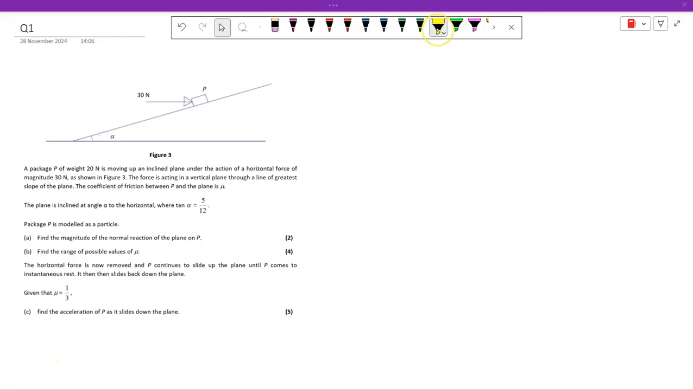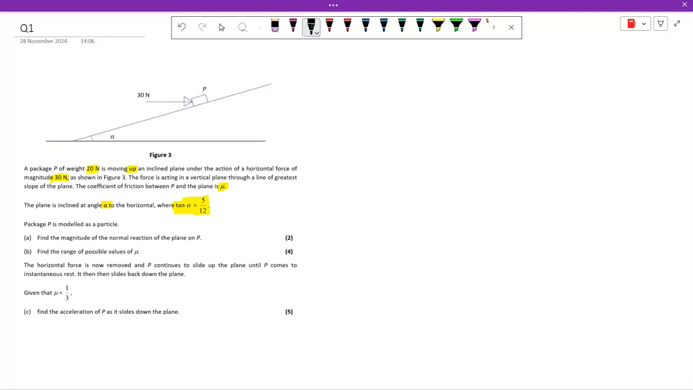Okay, so question 1 of the test looked a bit like this. A package of weight 20 newtons is moving up an inclined plane under the action of a horizontal force of 30 newtons. The force is acting in a vertical plane through a line of greatest slope of the plane. The coefficient of friction is mu, and the plane is inclined at an angle of alpha, where tan alpha is 5/12.